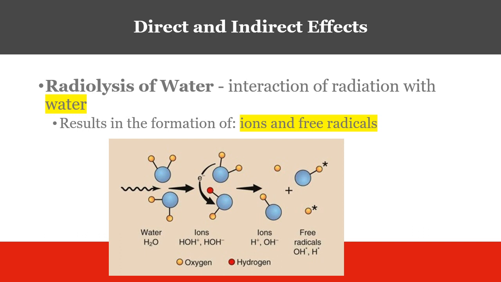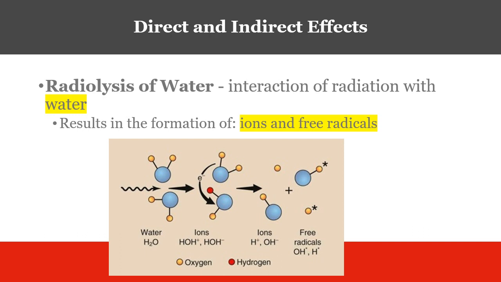Ions are denoted with a plus or minus sign. There's H+ or OH-. This is a hydrogen ion. This is a hydroxyl ion. Or free radicals, which have an asterisk mark. An asterisk denotes it's a free radical. A free radical is going to be very damaging, and we'll take a look at that definition in just a moment. But with that, it's going to have OH*, which is a hydroxyl free radical, or H*, which is a hydrogen free radical.